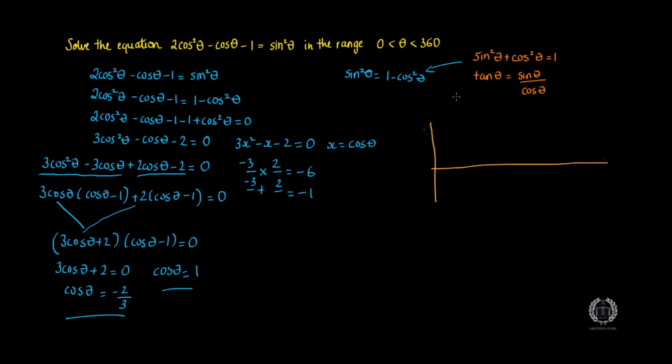So let's put cos theta equals minus 2 over 3. This is for this graph. Now you should know your cos theta graph, right? How it looks like. It's going to be something like that. Again, not very accurate, I know. So this is going to be 90, this is going to be 180, this is going to be 270, and this end bit is going to be 360.